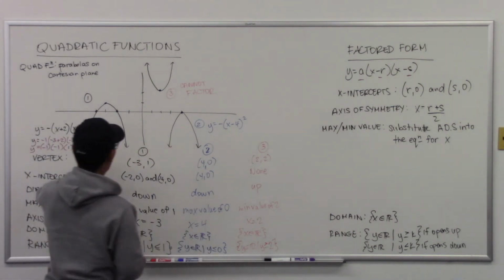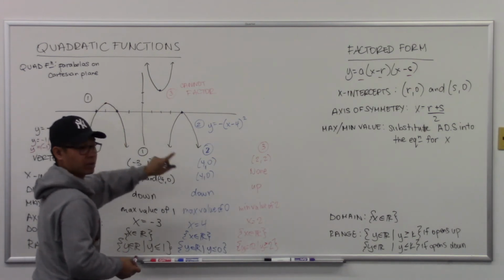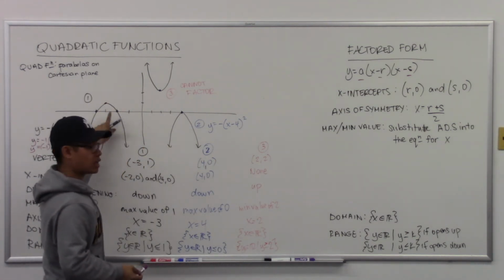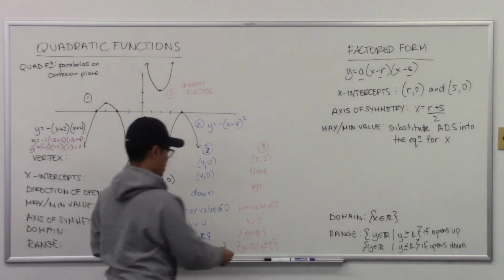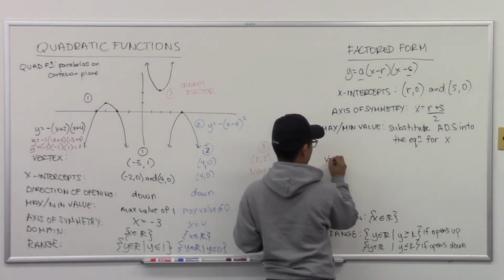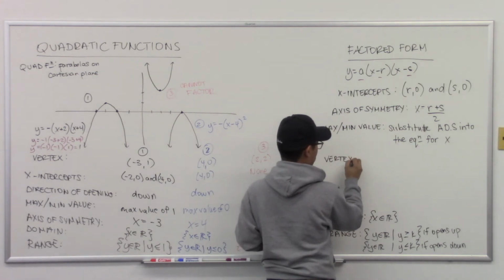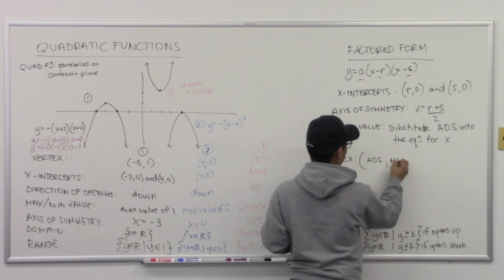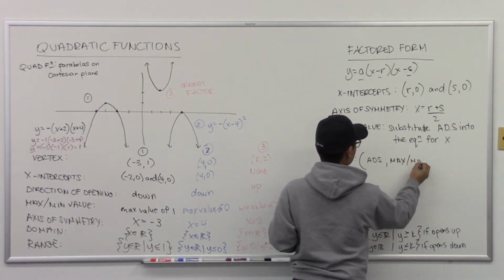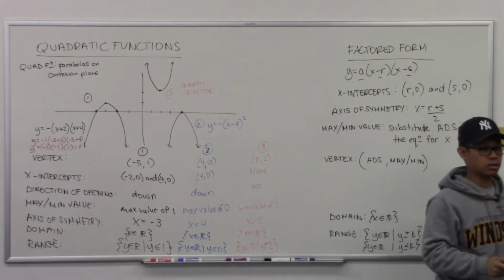So yeah, that's why the 1 is the max or min value, right? If you would have subbed in and gotten 2, the problem must have gone up to 2, okay? And then your vertex for this then, your vertex is always your axis of symmetry and your max or min value. Those are related.